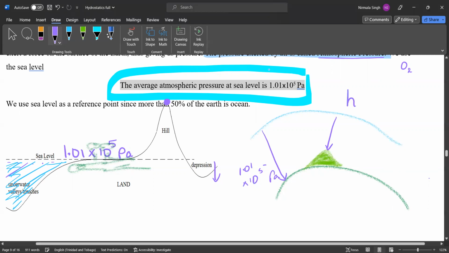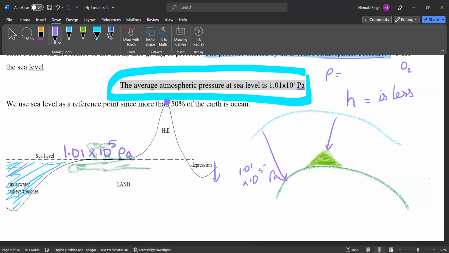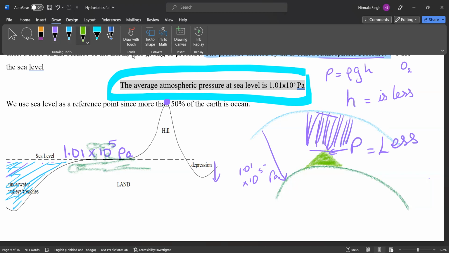So if the H is less, and you know pressure is equal to rho GH, that means that the pressure at the top of the mountain is less. Why? Because there's physically less air acting on you at the top of a high mountain, not even a high mountain, than the amount of air on top of you on the surface of the land.